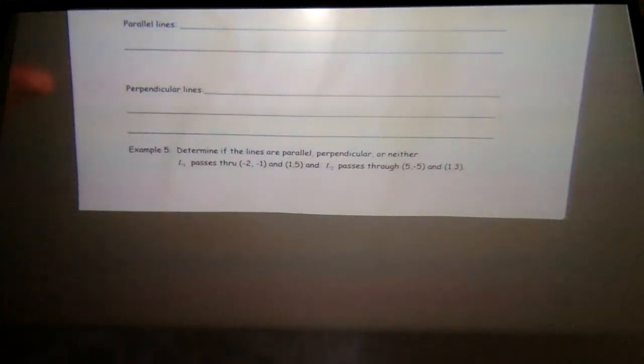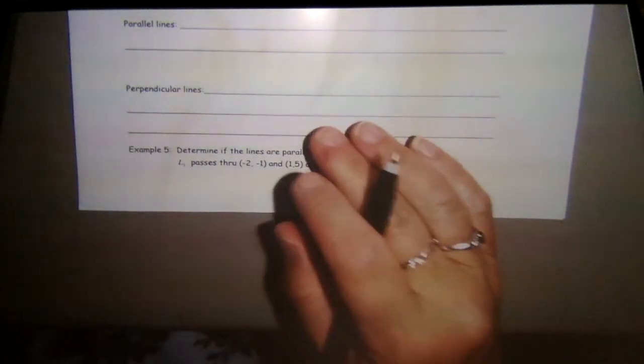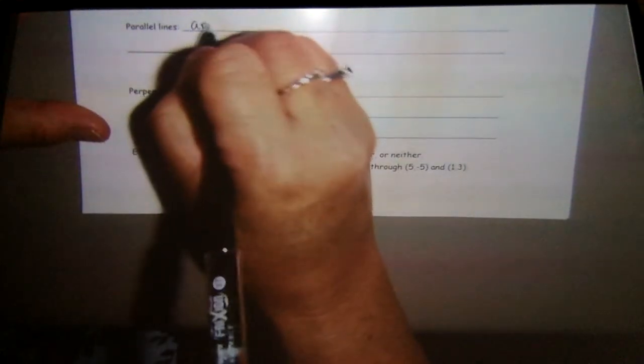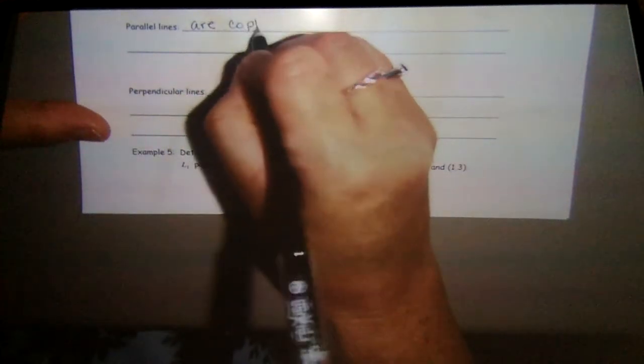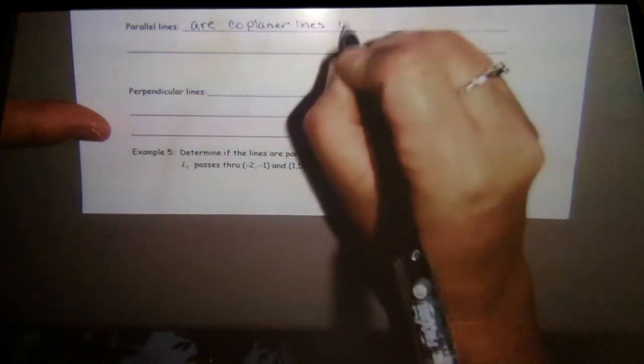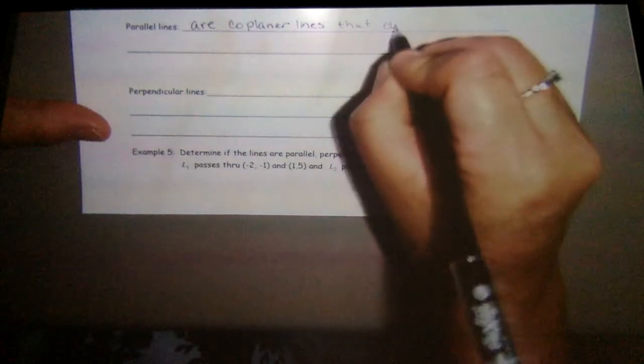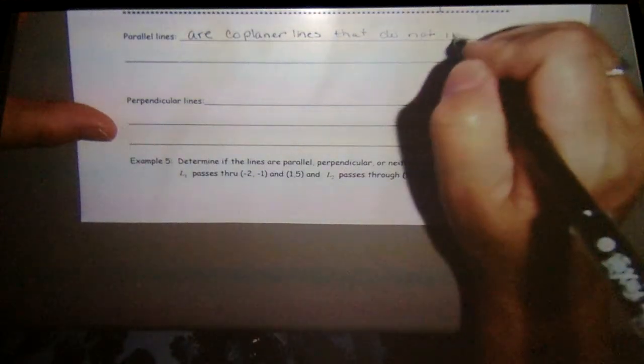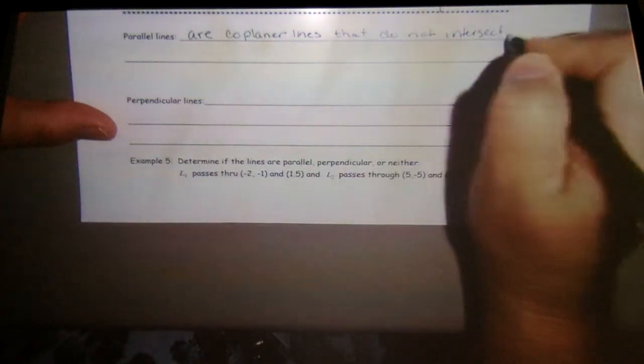Parallel and perpendicular lines. What do you know about parallel lines? They never intersect. What else? They are coplanar. What's coplanar mean? They're in the same plane. If they don't intersect, what else do you know about them? They have the same slope.